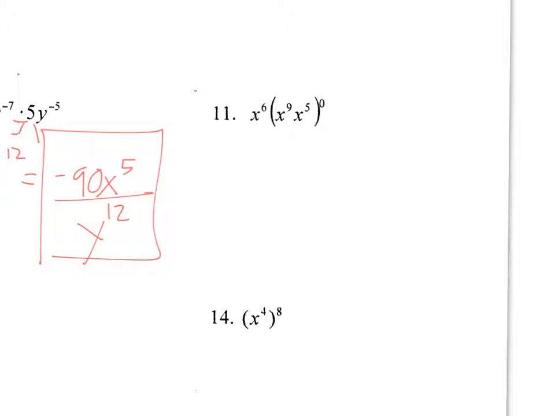Problem 11. I'm going to start where the exponents are, where the parentheses are. Anything to the 0 power is 1. So this whole thing here is 1. Not the whole problem, but just what I put in the box. That whole thing is 1. I still have an x to the 6th. It's right next to a 1, so that means they're multiplied. My answer is x to the 6th.